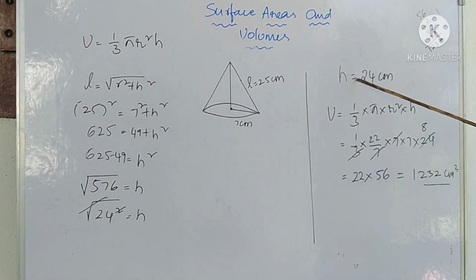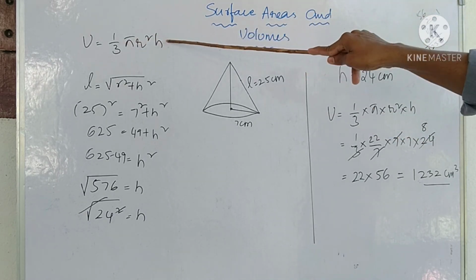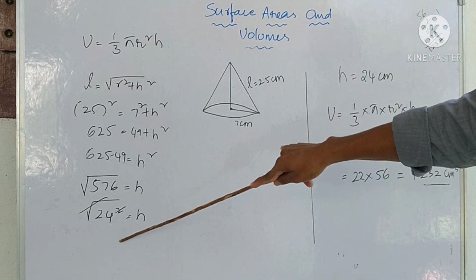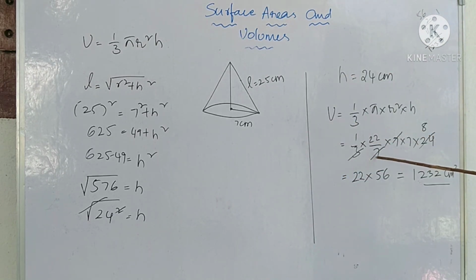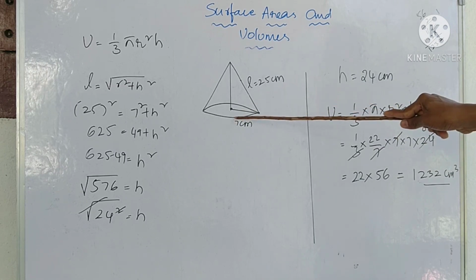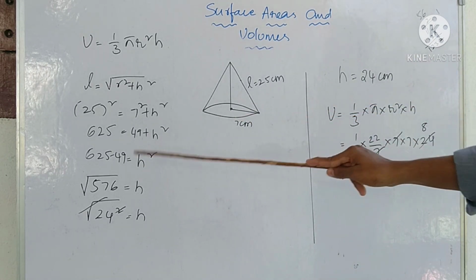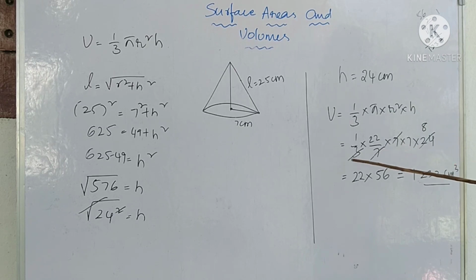So here height is 24 centimeters. Volume of the cone is 1 by 3 into pi r square h. Pi is 22 by 7 into r square, means 7 into 7 into height 24. So here 7 7 cancel, 3 8s are 24. So that is equal to 22 into 7 8s are 56. So the result is 1232 centimeter cube. So this is the final result. So finally, volume of the cone is 1232 centimeter cube.